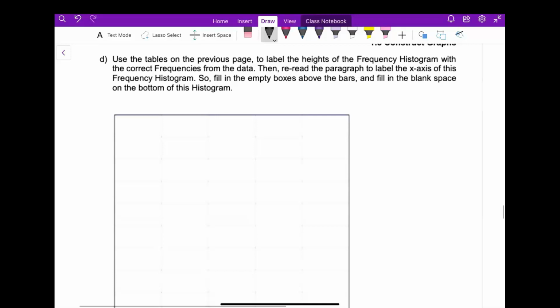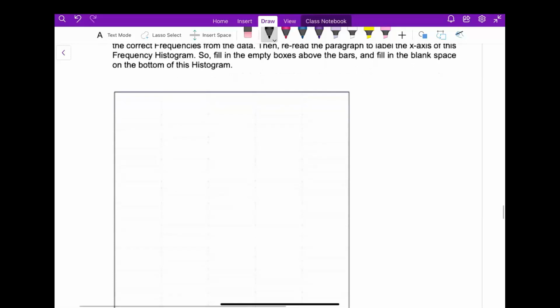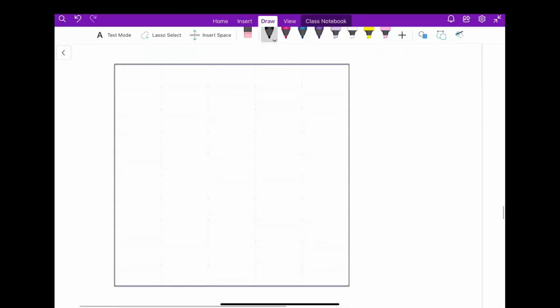So it says use the tables on the previous page to label the heights of the frequency histogram and to label your axes and to give it a title. In other words, fill out everything, right? You're doing everything from scratch. What we have on the x-axis is our IQ scores.